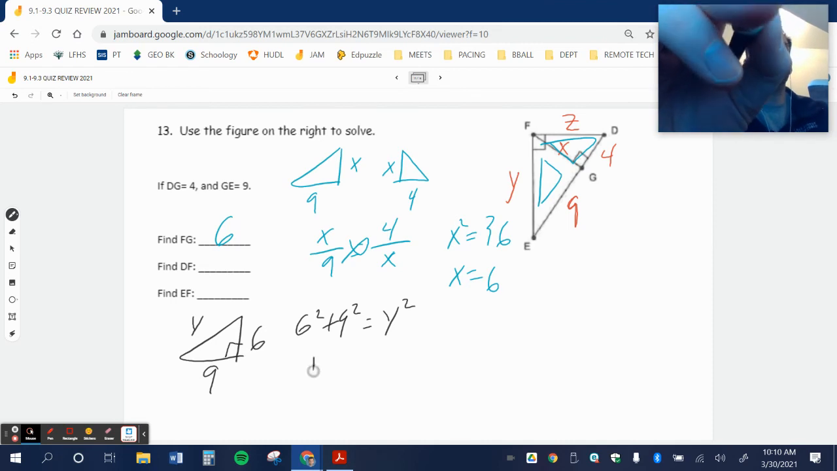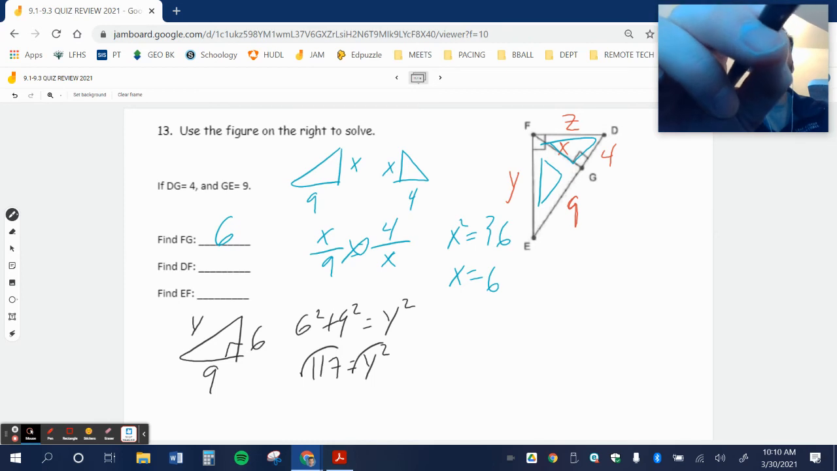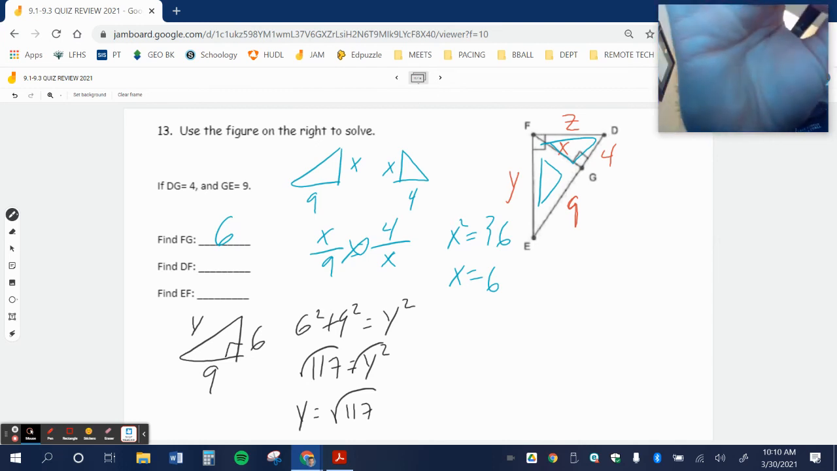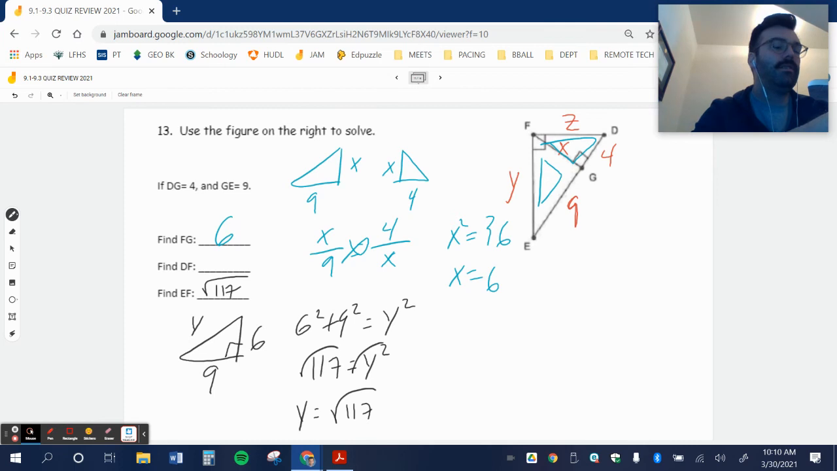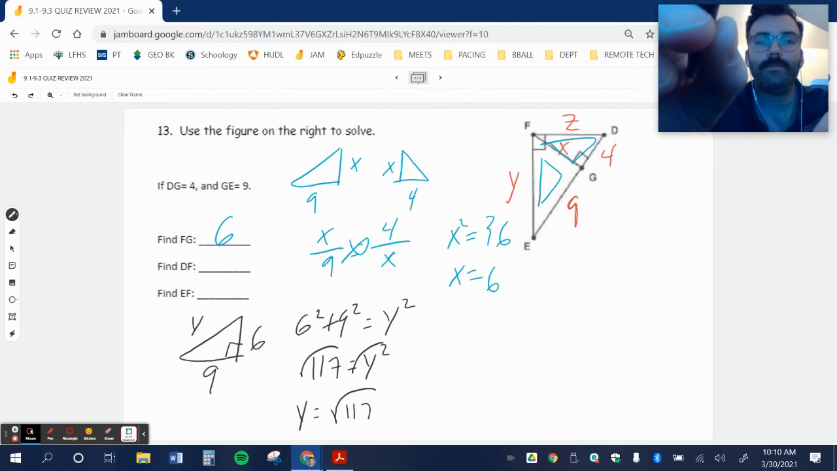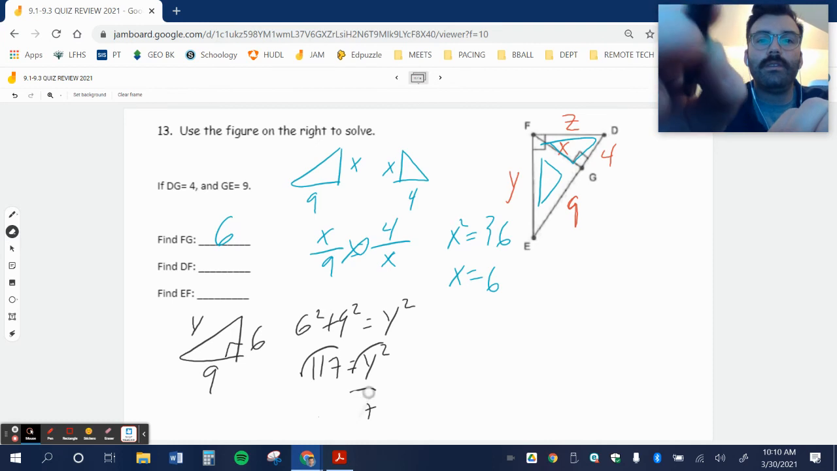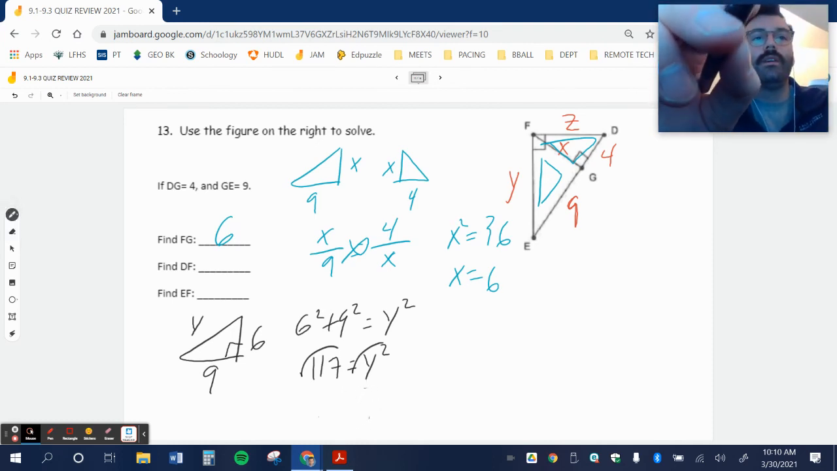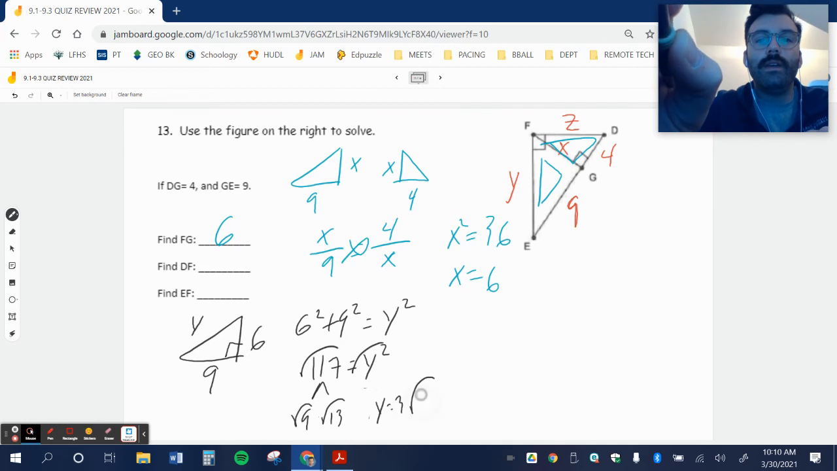36 plus 81 is 117. So square root both sides. y is just the square root of 117, and that's FE. Does that divide? Oh, well, that does. You can simplify that. Square root of 117, I can divide by 9. I apologize for that. So it would be 9 and 13. So y equals 3 radical 13.